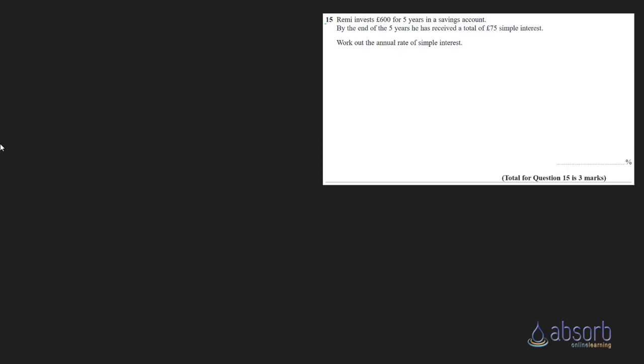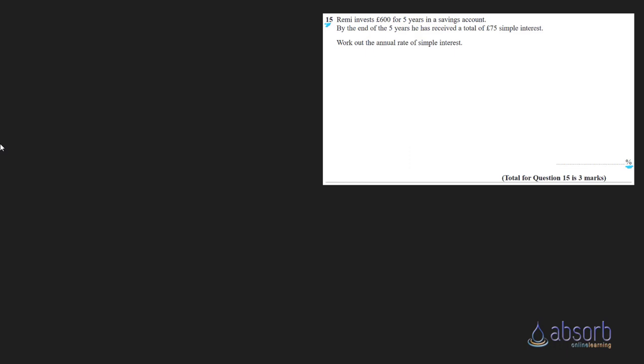Okay, let's have a look at question 15. Remy invests £600 for 5 years in a savings account. By the end of the 5 years, he has received a total of £75 simple interest. Work out the annual rate of simple interest. And if you look down here, they're looking for a percentage.